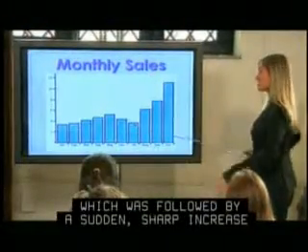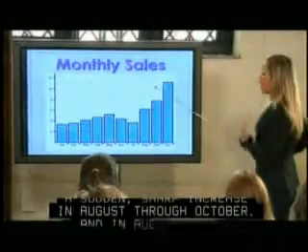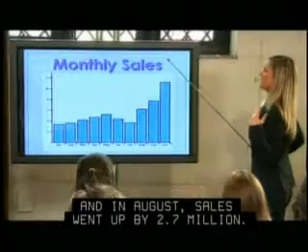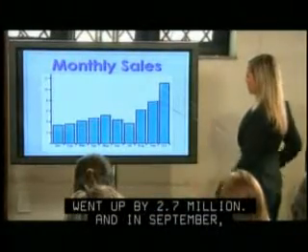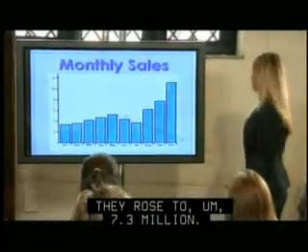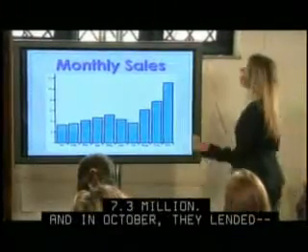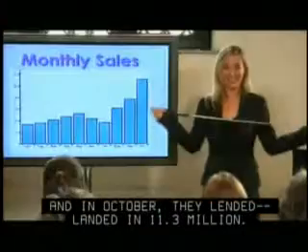And this was followed by a slight decline in sales in June and July, which was followed by a sudden sharp increase in August through October. And in August, sales went up by $2.7 million. And in September, they rose to $7.3 million. And in October, they landed at $11.3 million.